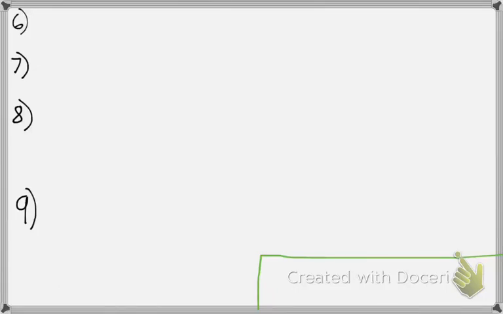Questions 6 through 9 are just kind of definition questions. Number 6 says, when df over dx is constant, what kind of function is f?